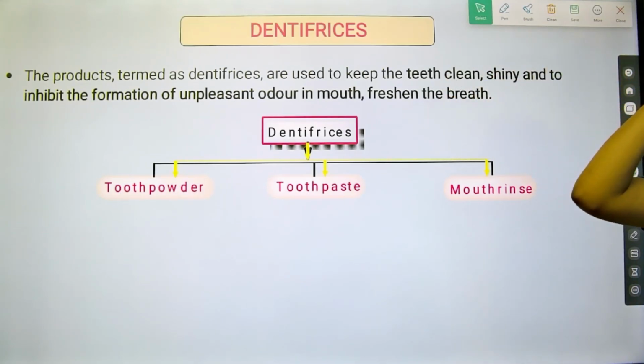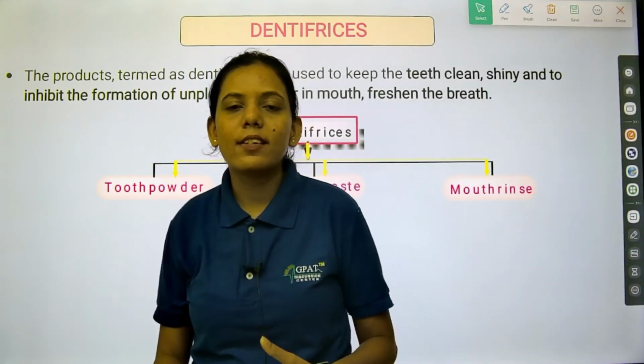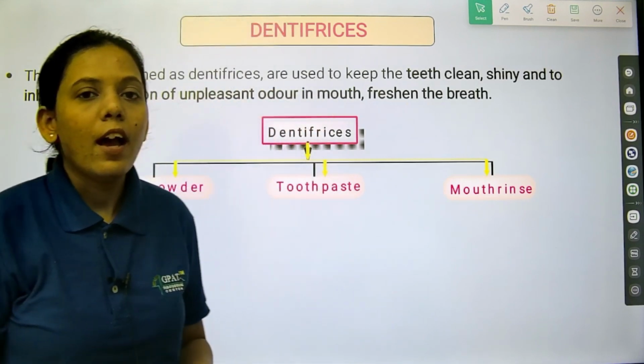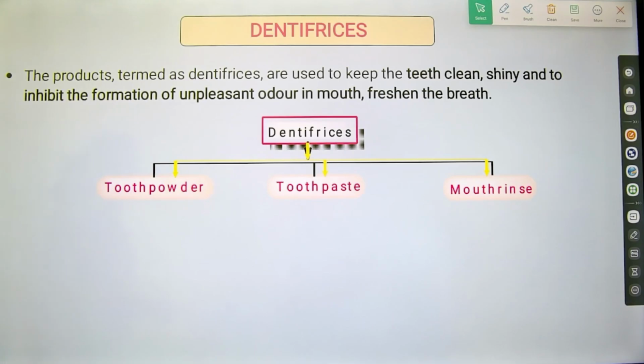So that was all about the nail lacquers and the nail paint removers. Okay. Now next is about the dentifrices. This is about the hygiene products. Your toothpaste, tooth powders, mouthwash, everything comes under the dentifrices.